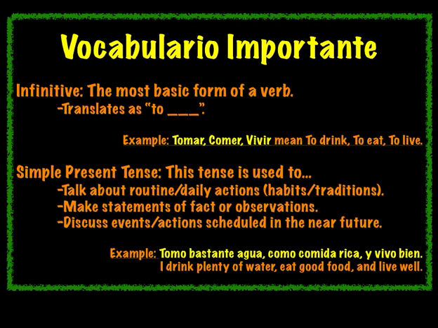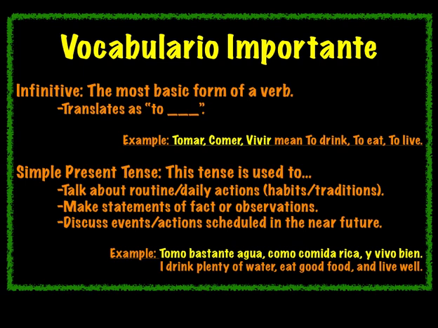The simple present tense. This is the tense that we are working with today. This tense is used to talk about routine and daily actions, habits, traditions. It's used to make statements of fact or observations. And it's used to discuss events and actions scheduled in the near future.